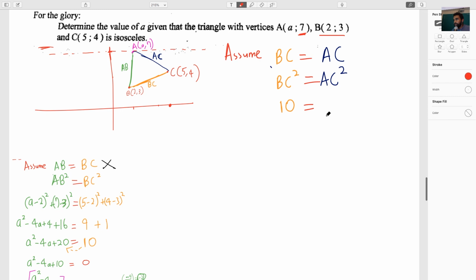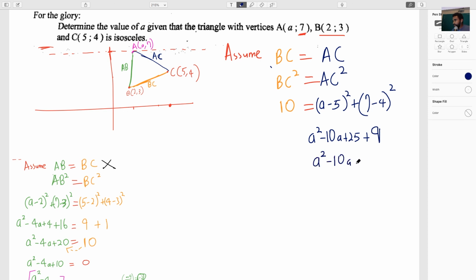A minus 5. So we have A minus 5 squared plus 7 minus 4 squared. 7 minus 4 squared. And that will give us, if we expand this, we end up with what? A squared minus 10A plus 25 plus 7 minus 4 is 3. 3 squared is 9. Right? And then we can simplify this further to give us A squared minus 10A plus 36. No, plus 34, I mean.